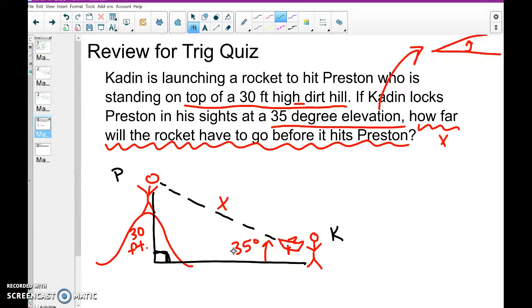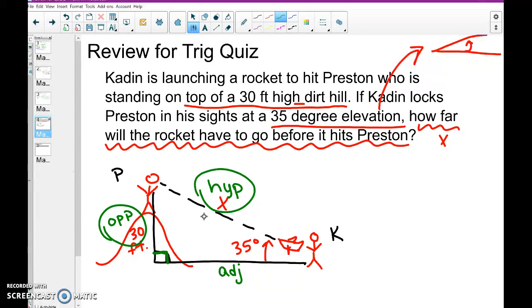My angle is here. This is my opposite. This is my adjacent. Check your 90-degree angle. That means this guy is the hypotenuse. Now it just becomes like the front page. Once you have the numbers and the picture drawn in, you just got to do the math.